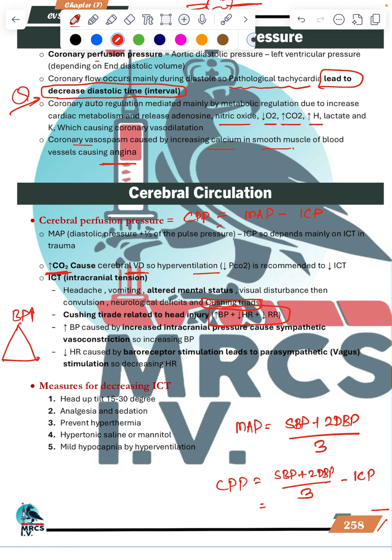BP is on the top, it is increasing, while heart rate and respiratory rate both are going down. This is Cushing's triad. Increased intracranial pressure causes sympathetic vasoconstriction, so BP increases. The heart rate decrease is caused by baroreceptor stimulation, which leads to parasympathetic activity. The sympathetic causes increased blood pressure. Parasympathetic activity is due to the vagus nerve, which stimulates a decrease in the heart rate.